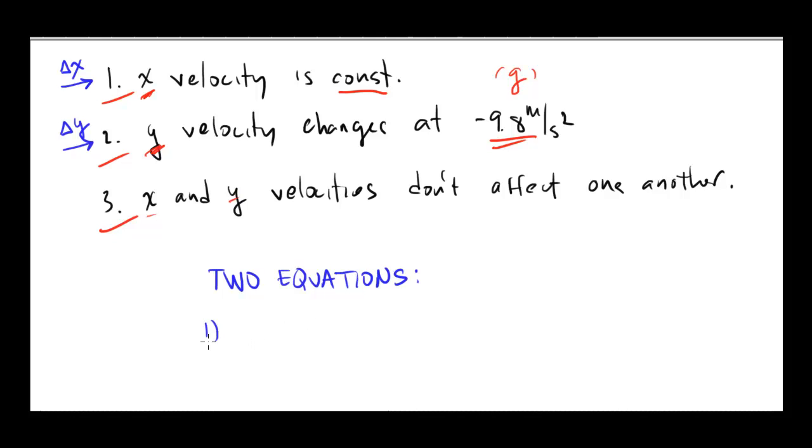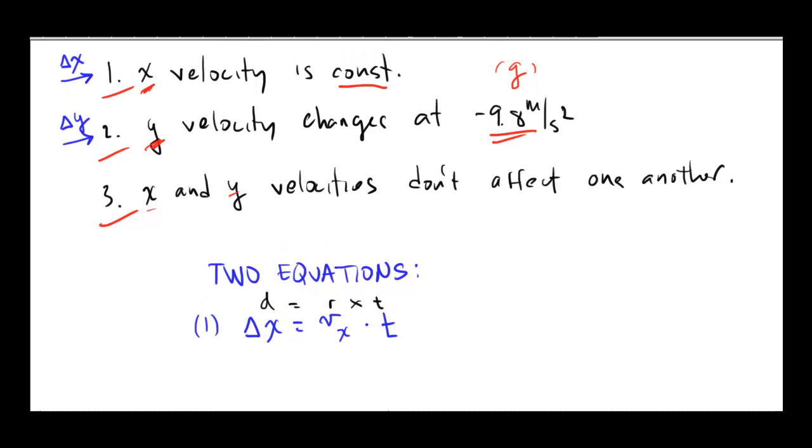The first one is for delta x, and since x velocity is constant, I can just use the constant velocity equation, which is delta x equals vx times t. This is just distance equals rate times time. Back in your younger days, you would say distance equals rate times time, and that's all this is. This is a constant velocity equation, and since it's constant velocity in the x direction, we can use that equation when we're in the x direction.